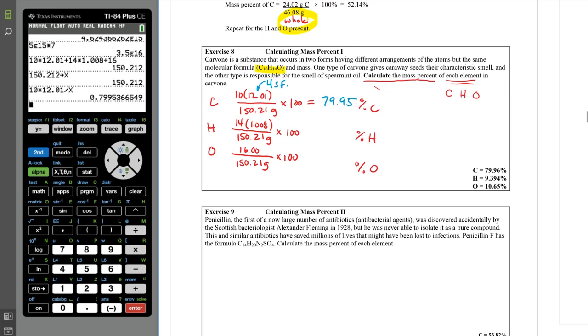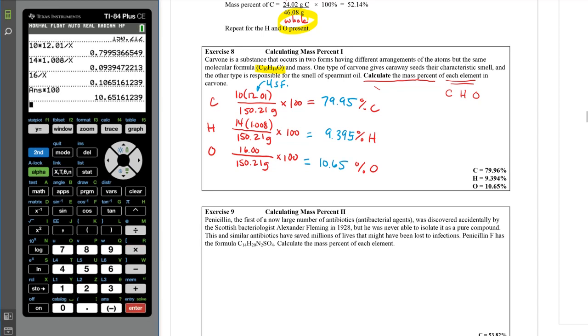79.95%. For my hydrogen, we're going to go back to the calculator and say 14 times the hydrogen's mass, 1.008. Again, divided by my total, which I stored as X. That's going to give me, times 100, 9.394. I actually get 9.5% when I round mine off. And then for the oxygen, 16 divided by the stored X value again. And that times 100 would give me 10.65%.